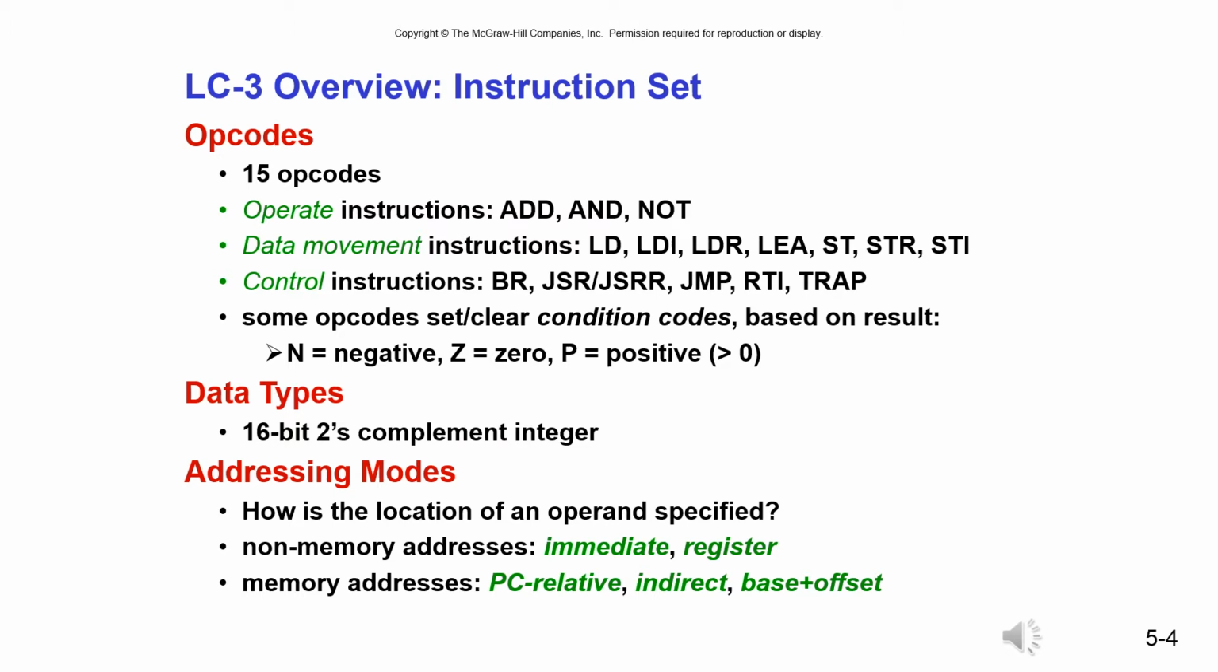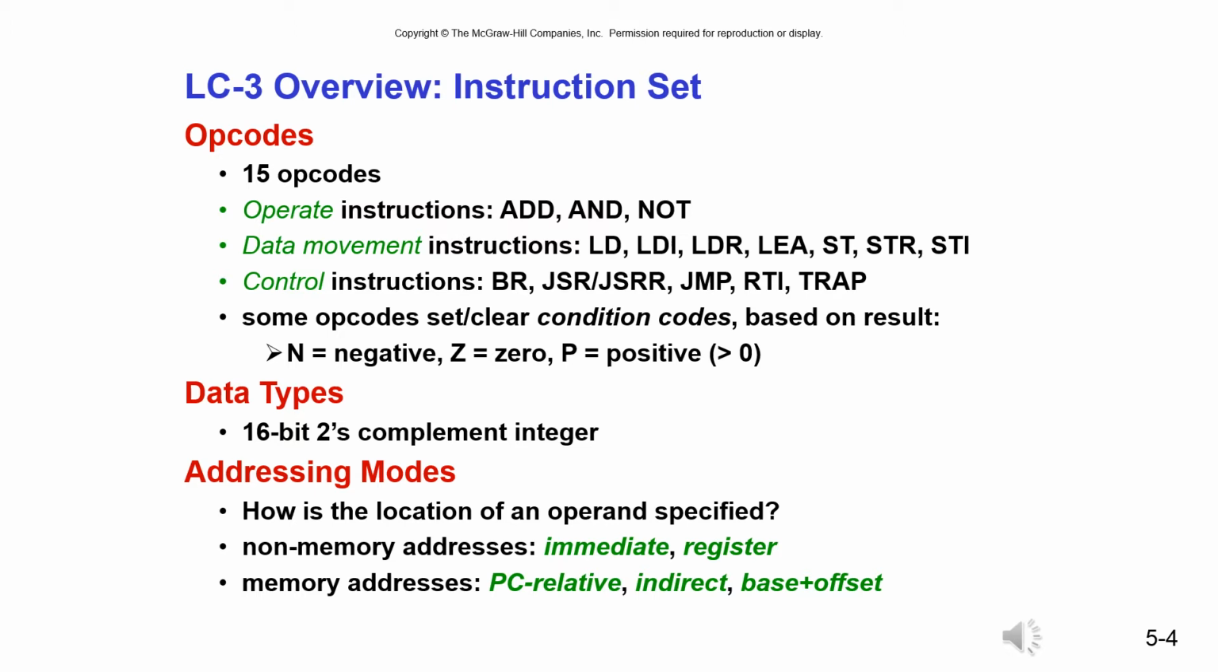The opcodes, as we've seen already, are 4 bits. We actually can support 16 opcodes, but currently we're only using 15 in the LC3, and they fall into the 3 categories of operate, data movement, and control. Some of the opcodes set or clear condition codes based on the results. And those are only opcodes that assert the write enable signal for a register. In other words, they write a value or store a value in a register.